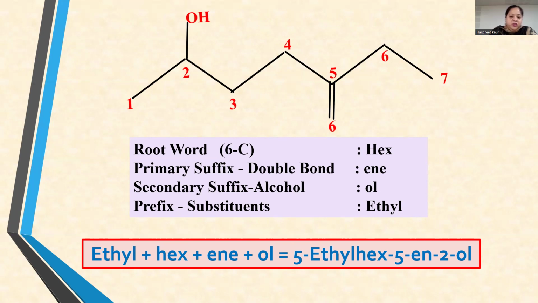A substituent with 2 carbon atoms is to be written in the prefix as ethyl. Primary suffix for the presence of the double bond is ene. Secondary suffix for the functional group, for alcoholic OH, is ol. And so combining all the parts, starting with root word hex plus ene plus ol, in the prefix ethyl, and then mentioning all the positions, the full name comes out to be 5-ethylhex-5-en-2-ol.